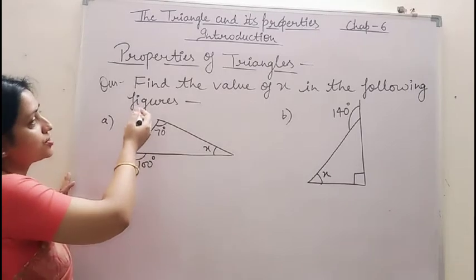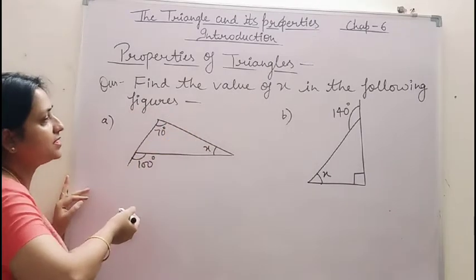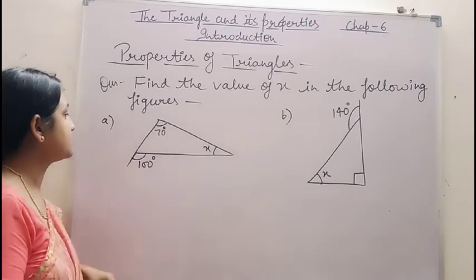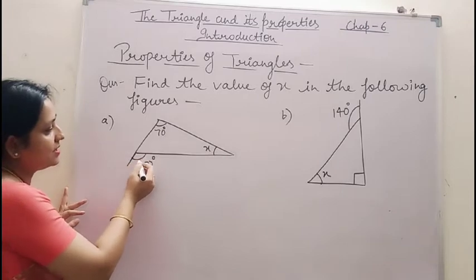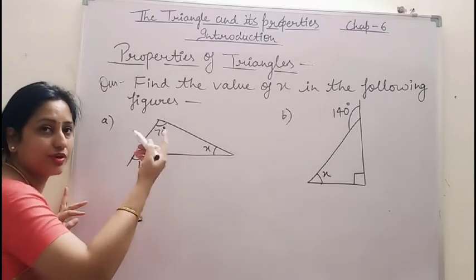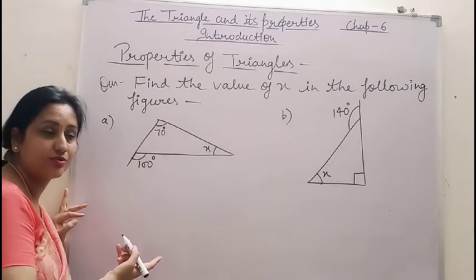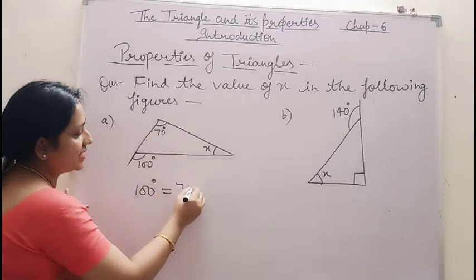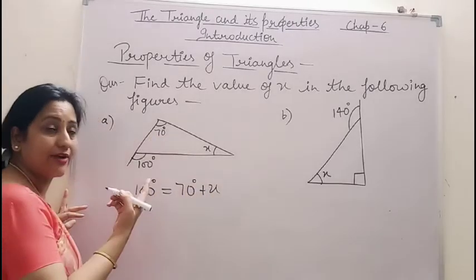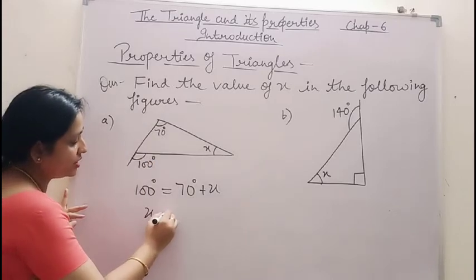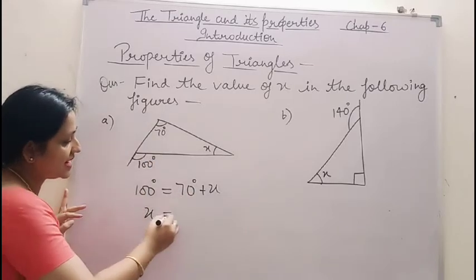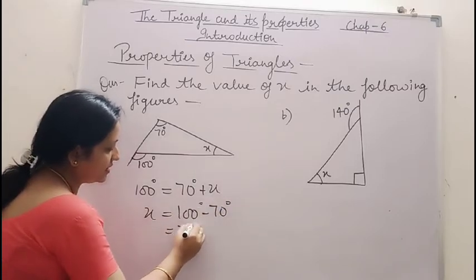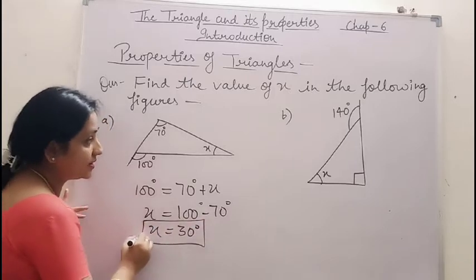So here the question is: find the value of x in the following figure. By using the exterior angle property, we have to solve these two questions. See, this is your exterior angle and this is your interior opposite angle. We know that the exterior angle is equal to the sum of the interior opposite angles. So here 100 degrees is equal to 70 plus x. We have to find the value of x. So x is equal to, we transpose the 70 from the left hand side, 100 minus 70 degrees, which is 30 degrees. So the value of x is 30 degrees.